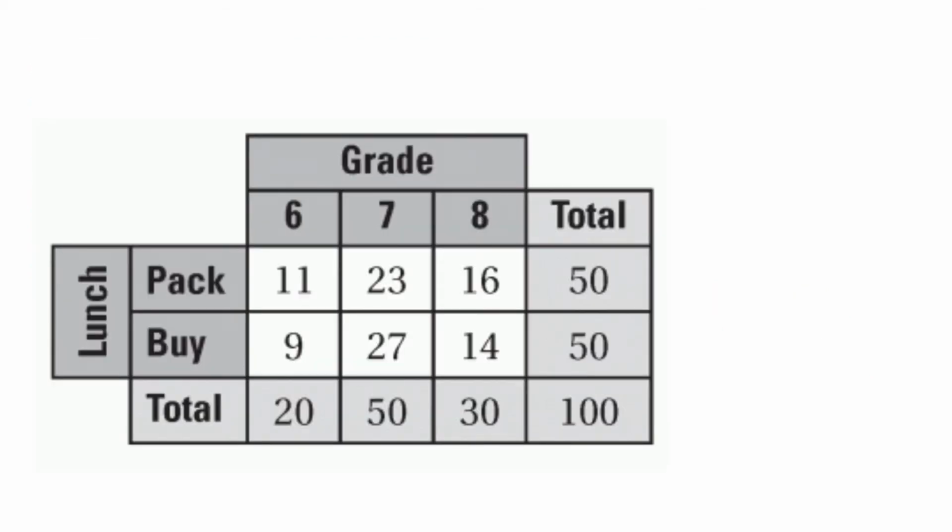Okay, so here's the answer. As you can see here, we go ahead and put the entries of 11 and 9 with a marginal frequency of 20, 23 and 27 with 50, 16 and 14 with 30, and the totals are marginal frequencies for this column here, 50 and 50, showing that we had 100 students surveyed in total.